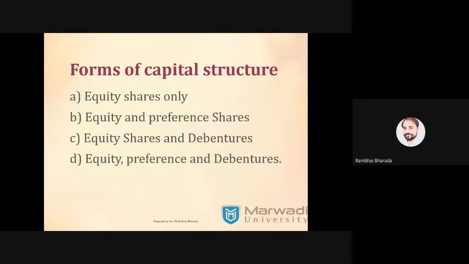Then after, next one is forms of capital structure. Mainly 4 forms are there, or types of capital structure. Only equity capital, equity shares and preference shares, equity shares and debentures, equity shares, preference shares and debentures. Most of the companies are using 4 type of capital structure, that equity plus preference plus debenture.